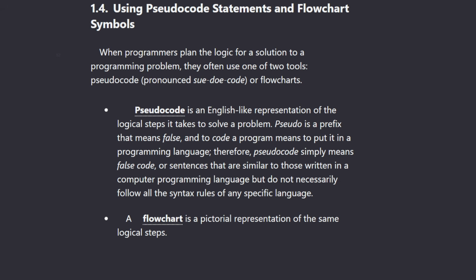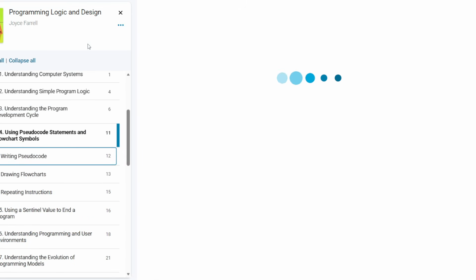We have three structures to be discussed. We have sequence, the second one is the selection, and the third one is the iteration, or the looping. Okay, next, writing pseudocode.